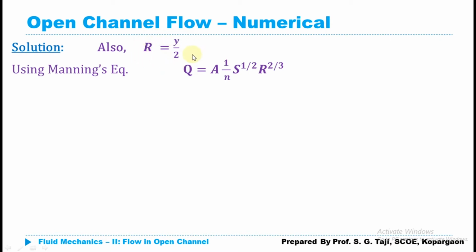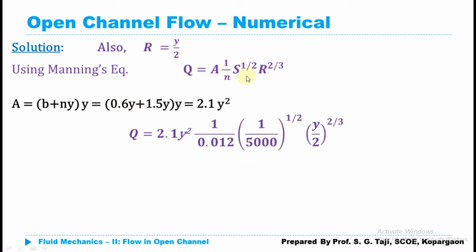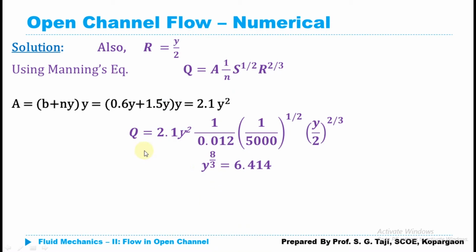is given by half of the depth of flow. So simply putting area is equal to (b plus ny) multiplied by y, and R is equal to y by 2. By putting all those values, we can simply compute area, which is coming out as 2.1y square, by putting b is equal to 0.6y and R is equal to y by 2. Just simply put in this equation, discharge is already given, 10 meter cube per second. By putting the value of discharge as 10 meter cube per second, value of y is coming out as 2 meter. Multiply it with 0.6, I will get value of b, that is coming out as 1.2 meters.